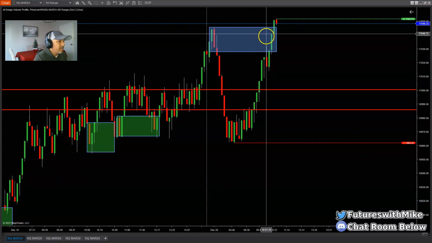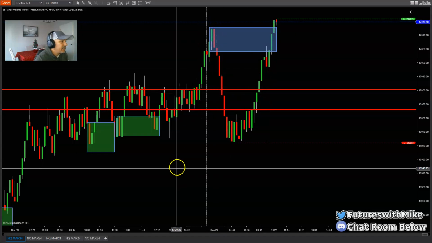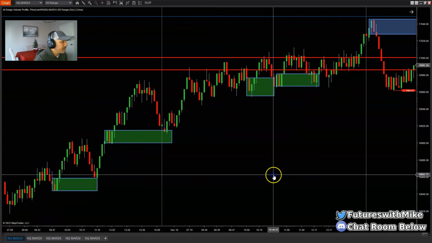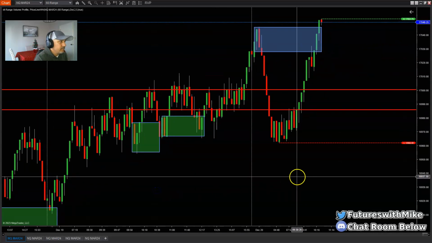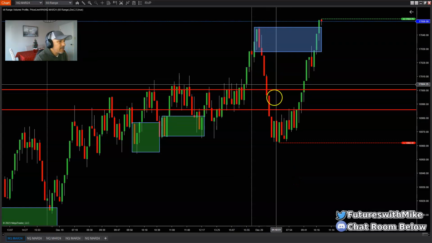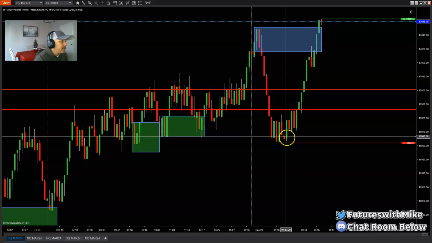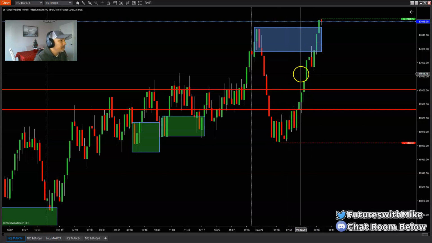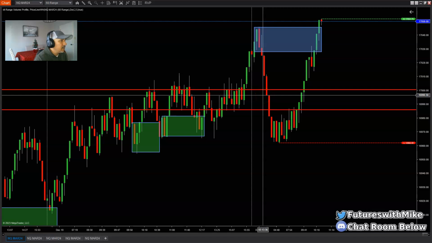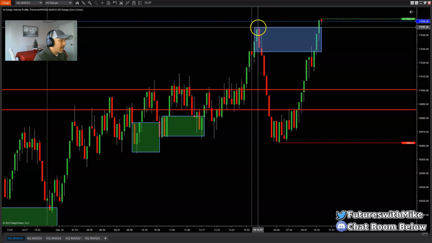All right, so now we've broken structure. We broke a major area of structure here at the 17,046 area, and now we're bullish, right? We were bearish, with opportunities probably to look for a short back up in this area here, which I just discussed. But now we turn back around and started making higher highs, and broke structure, a major area of structure on the high of the day.